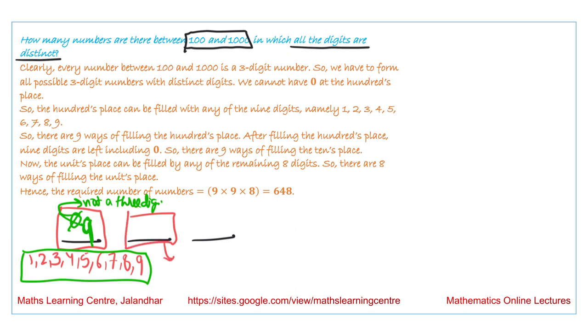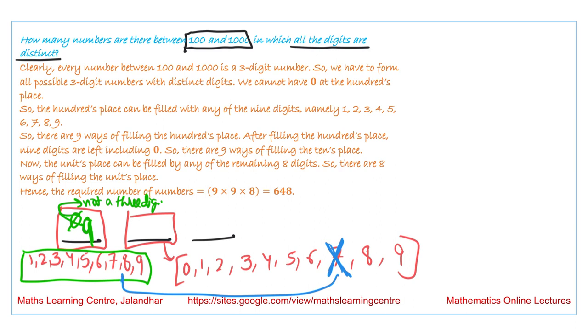For this second place, the options we have are 0, 1, 2, 3, 4, 5, 6, 7, 8, 9. Out of these numbers, we are saying one of these digits is already used. So we are left with 1, 2, 3, 4, 5, 6, 7, 8 and 9 digits again. Now, one of these digits, suppose 3 is kept over here.